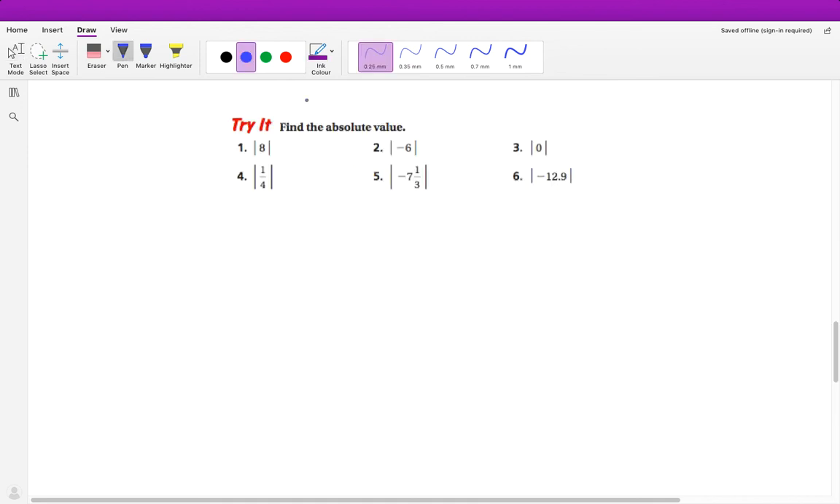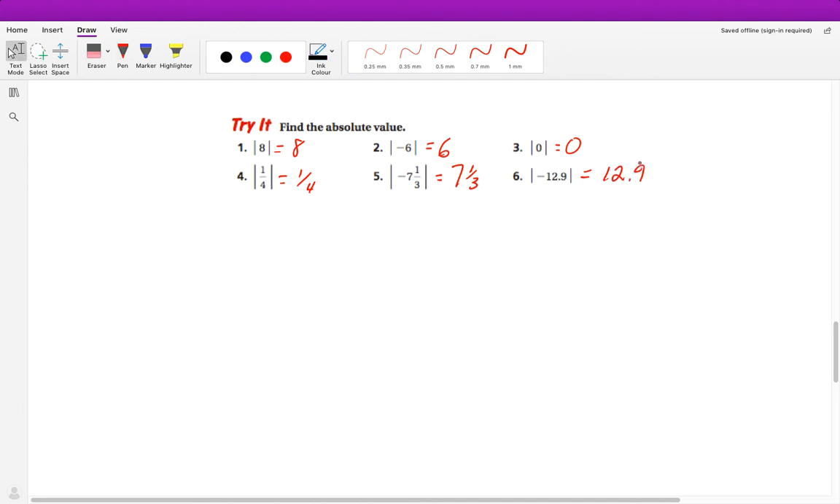All right, real quickly, we're going to go through these just to show you how easy this can be. The absolute value of 8 is 8. The absolute value of 1/4 is 1/4. The absolute value of -6, we know it's going to be equal to 6 because its opposite is the same distance away from 0. So its opposite is going to be our answer. And from this one, it'll be +7 1/3. The absolute value of 0 is simply 0 because it's the same distance away from itself. And the absolute value of -12.9 is +12.9.